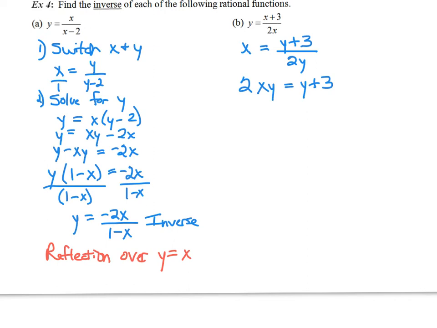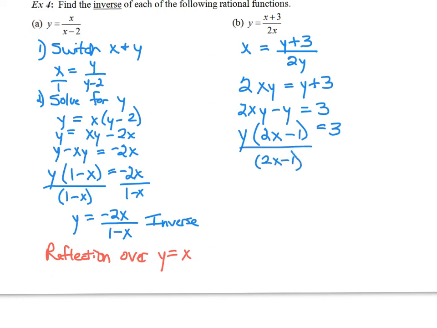There are 2 y's again, so I want to move the y terms both to the same side of the equation. Oops, that should be a minus y equals 3. Let's factor out the y, and that's what allows us to write this in inverse form. So I now only have 1 y, and I'm going to get that y by itself by dividing both sides of the equation by 2x minus 1. So my inverse equation should be y is equal to 3 divided by 2x minus 1.